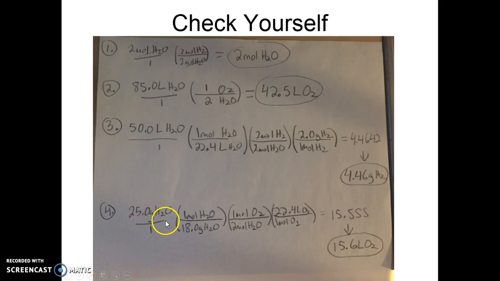In the fourth problem, you were converting from grams of H2O to liters of O2. To do that, you had to first convert from grams of H2O to moles of H2O by using the gram formula mass for H2O. Then from moles of H2O to moles of O2 using the mole-to-mole ratio. Then from moles of O2 to liters of O2 using the fact that a gas at STP will occupy 22.4 liters for every mole of that substance. If you did that correctly, you should have gotten 15.6 liters of O2.